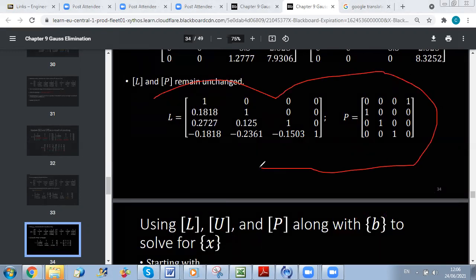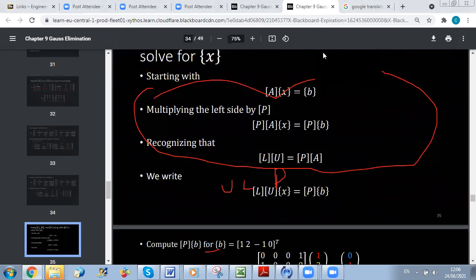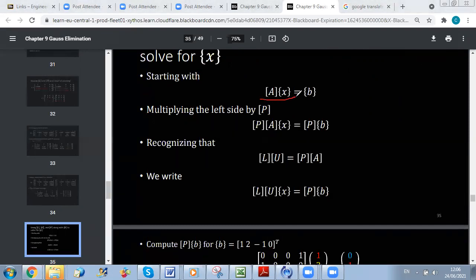Now we will use L, U, and P to solve for X. How do we do so? What is different from the method without pivoting is that now we replace AX in the system by P times A times X. And since we multiplied A by the permutation matrix because of pivoting, B should also be multiplied by the permutation matrix P.